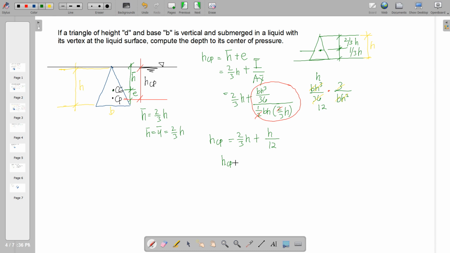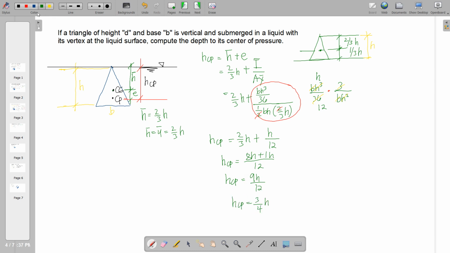Now HCP is just simply getting the LCD. We have 12 over 3, that is 4 times 2, we have 8H. 12 over 12, that is 1, times H, that is 1H. So therefore, this is 9H all over 12. So 9 over 12 is actually 3 all over 4 times H.